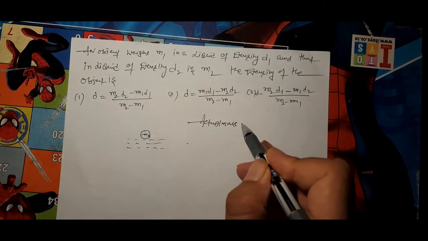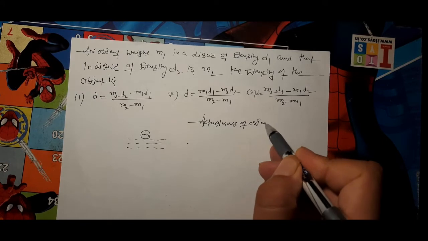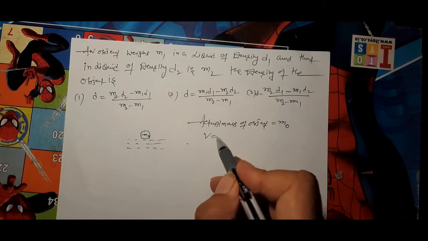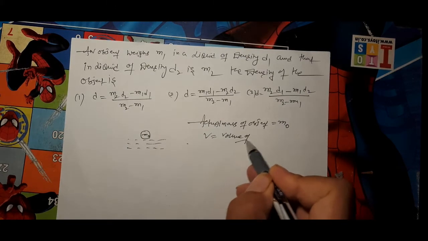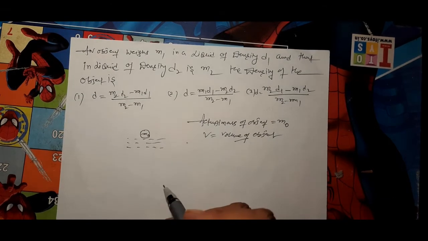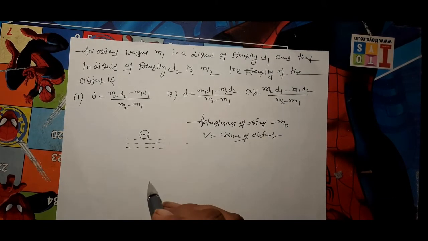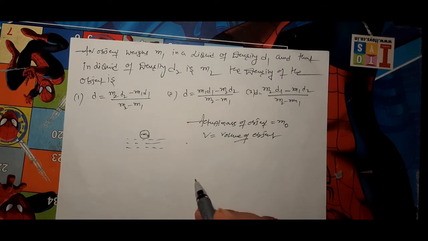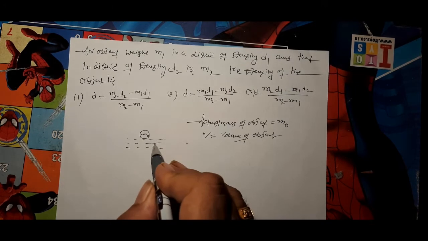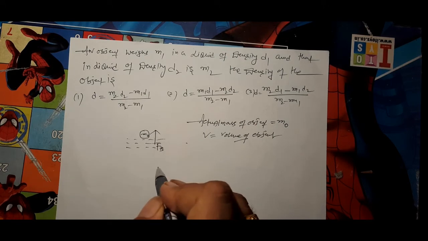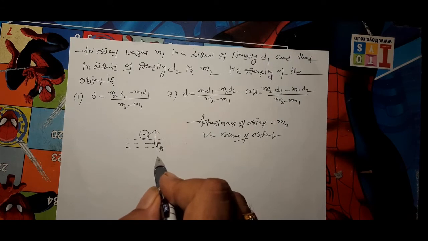Actual mass of the object is equal to m0. V is the volume of the object. Whenever this object is placed in a liquid of density d1, there is a buoyancy force acting on this object in the upward direction. That buoyancy force is nothing but Fb.